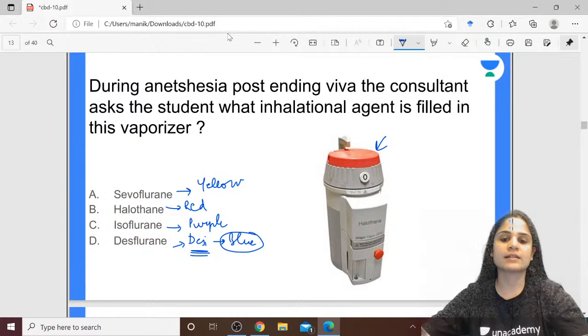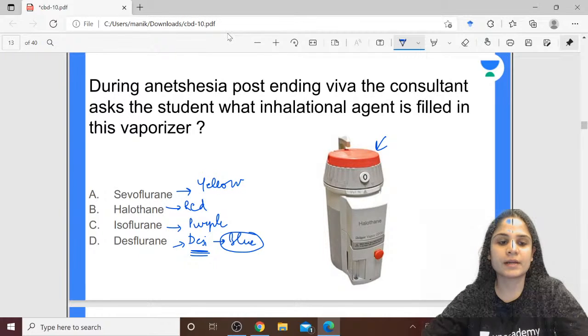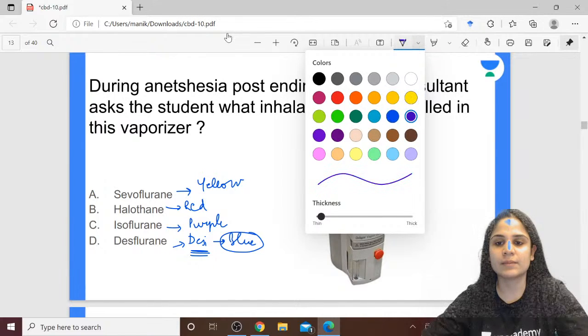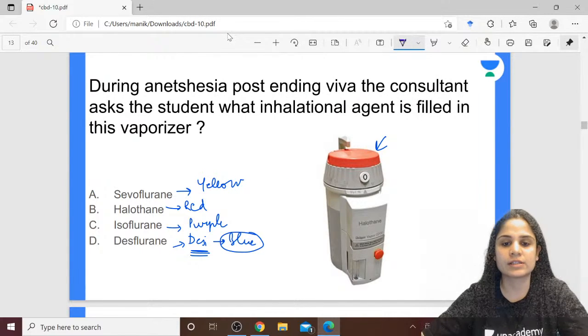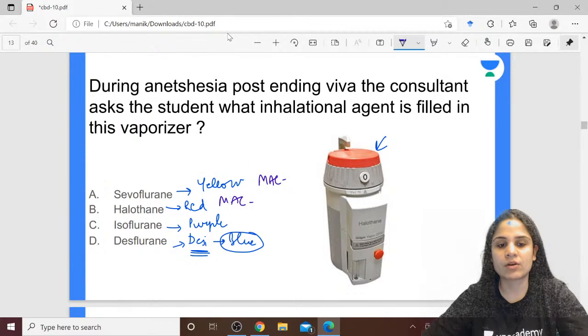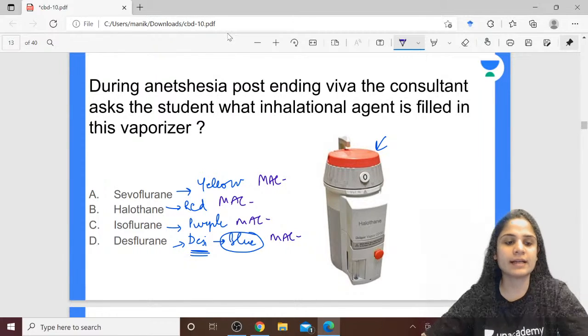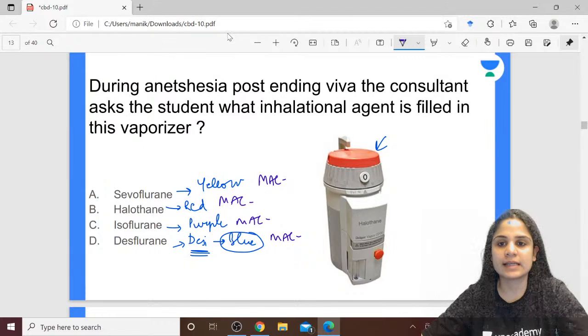Now since we are discussing the color of the vaporizers, we will also quickly discuss the MAC of these agents. So can anyone tell me what is the MAC of these individual agents? What is the MAC of SIVO, MAC of HALO, MAC of ISO and MAC of DIS? Alright, we have only Nimesh answering. Why guys? I want all of you to start answering. Remember, if you make mistakes over here, you won't make mistakes in the exam.